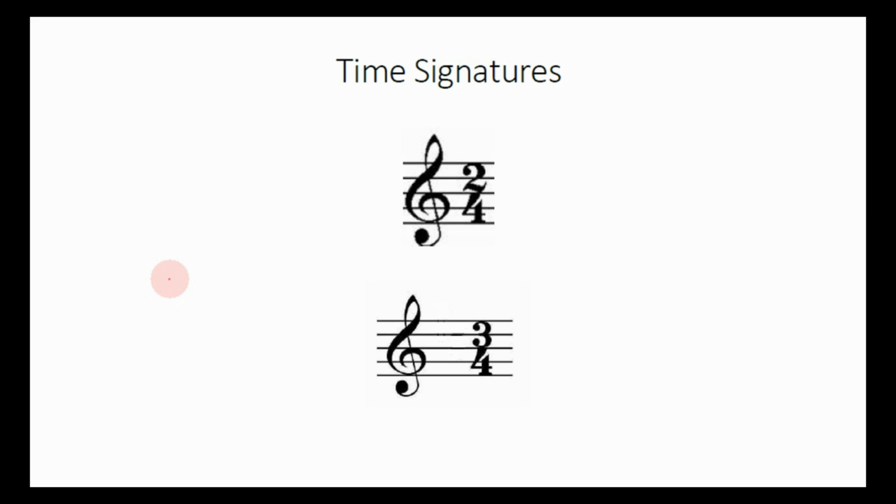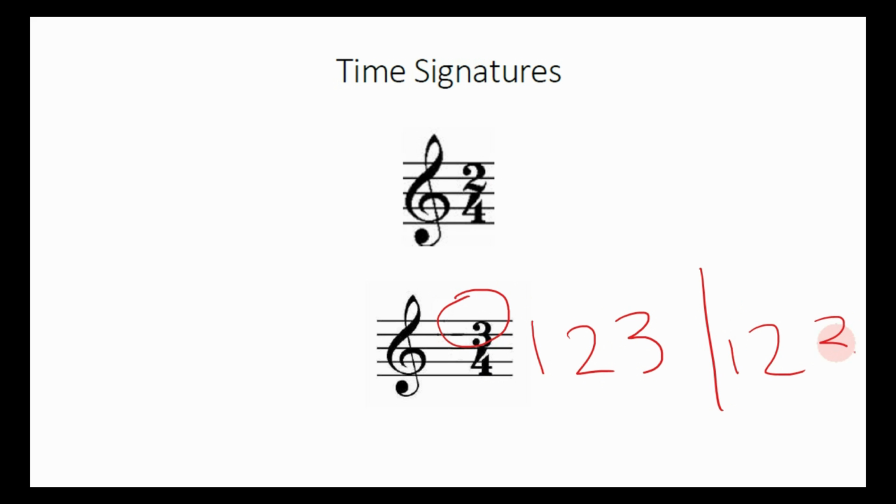A couple of other time signatures are 3/4 and 2/4. These work in the same way. That bottom 4 represents a quarter note. So in the case of 3/4, it means that there's 3 quarter note beats in every bar. So every bar is going to add up to 3, and you'd count it like that. 2/4 is even easier because every bar just adds up to 2. There's only going to be 2 beats per bar, and it's going to look like that.